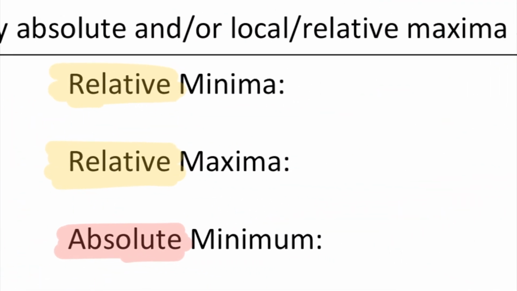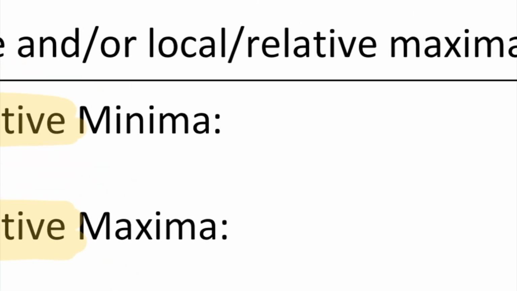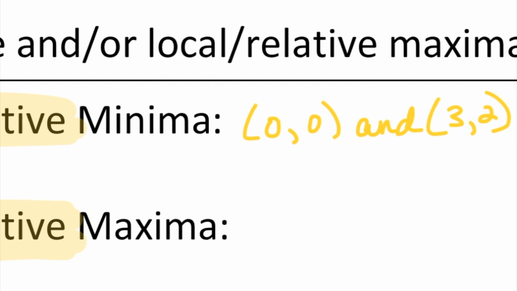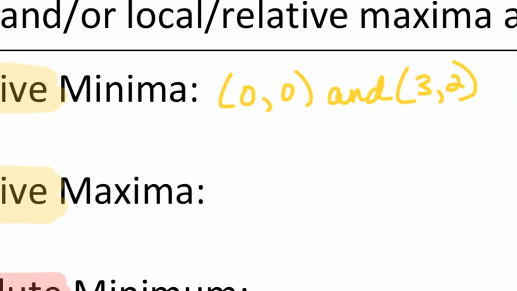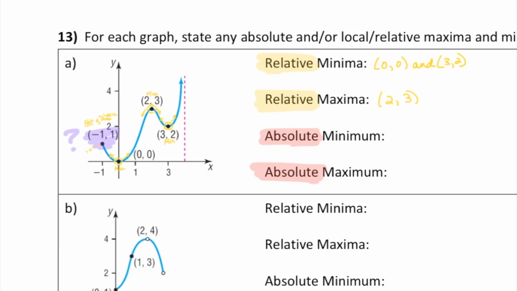And so over here, let's make this list and say that my relative minima, there's 2 of them, the 0, 0, and the 3, 2. And there's that one relative maximum, and that point is 2, 3. Now that's all the stuff that I did in yellow.